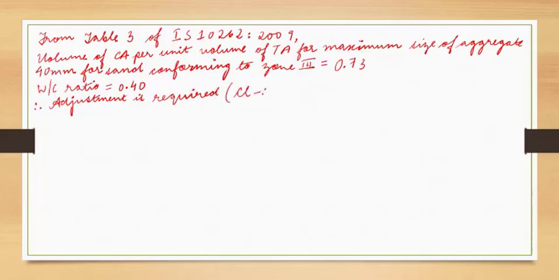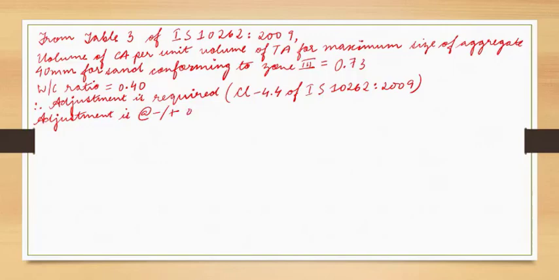And that is according to clause 4.4 of IS 10262-2009. Now, what is the adjustment? Adjustment is at the rate of minus/plus 0.01 for every plus/minus 0.05 change in water cement ratio.